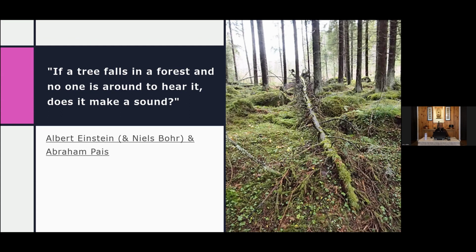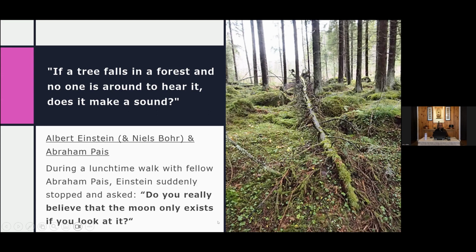Okay, Albert Einstein was a good friend of Niels Bohr, and they also had a younger scientist colleague called Abraham Pais. Those three are very famous in quantum mechanics. So one day during a lunch walk with fellow Abraham Pais, Einstein suddenly stopped and asked, do you really believe that the moon only exists if you look at it? Same question.